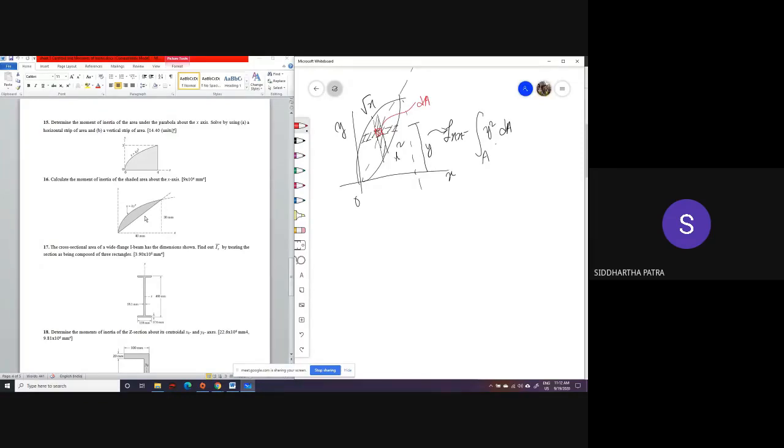So you cannot use this type of a differential area to get Ixx, because y itself is not a constant over here, and taking (y1 plus y2) by 2 would be incorrect. Because then you are treating this total geometry to be a composite geometry of several rectangles.